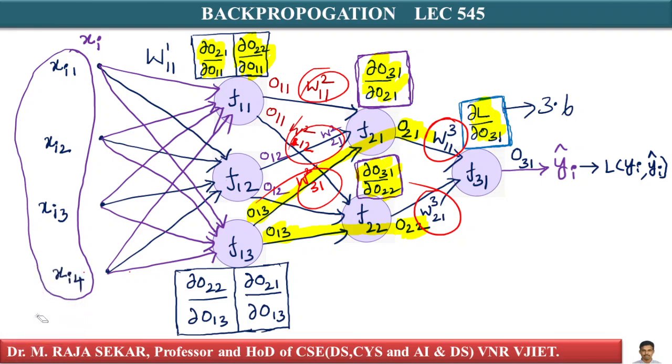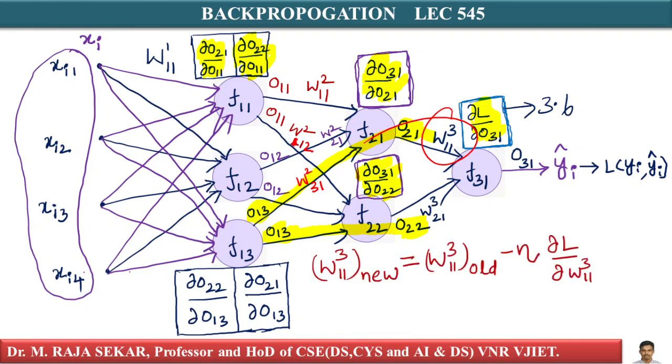For example, let me consider W311. I can update weight W311. The old one is random initialization. That's important, isn't it? W311 new equals W311 old minus eta into dou L by dou W. Here, what is eta? Eta is the learning rate.